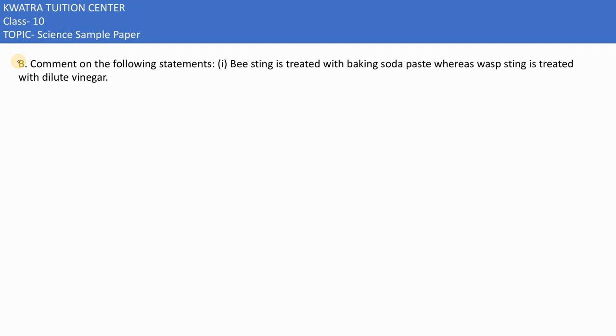In the B part of it, now they are saying comment on the following statements. Okay, now we have the given: bee sting is treated with baking soda paste. What they are saying is that if a bee stings you, you can make use of baking soda paste, whereas wasp sting is treated with dilute vinegar. This is there because as bee sting is acidic, so if something acidic is there inside our body, how can we treat it? We need to put some base over it.